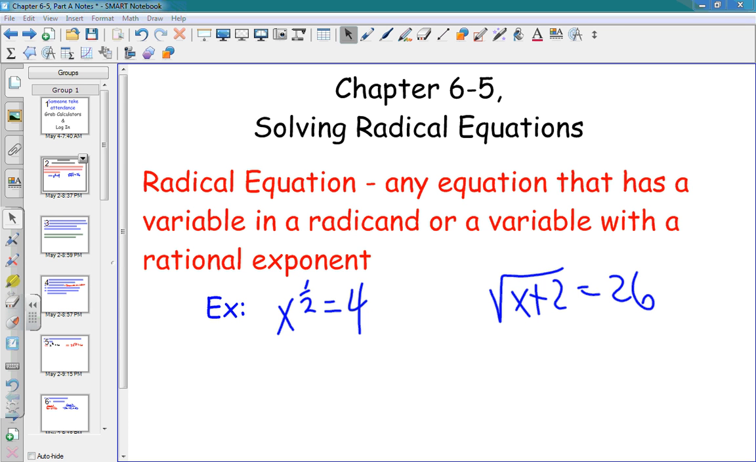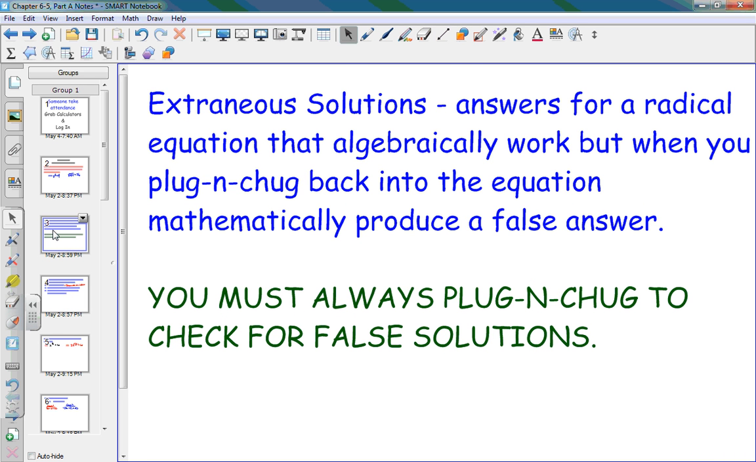Do you understand that? Now, extraneous solutions are solutions that algebraically appear to be the correct answer. However, when we plug and chug them back into the original equation, the left-hand side is not equal to the right-hand side, therefore producing a false statement. That is what we call an extraneous solution. Do you all understand that? Yay or nay? Yay. How do you find them? Plug in. Plug and chug. If you don't plug and chug, you can't find out if you're extraneous.